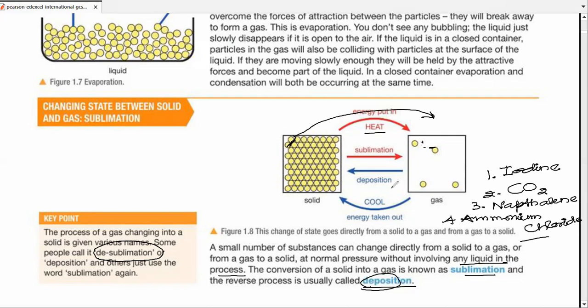So in between the process, it turns into a liquid, yeah? No, it doesn't turn into a liquid. It goes straight from solid to gas. That's why we use the word sublimation. Okay. All right. So this goes for iodine.